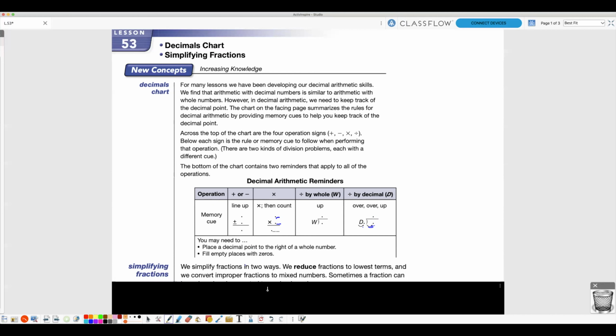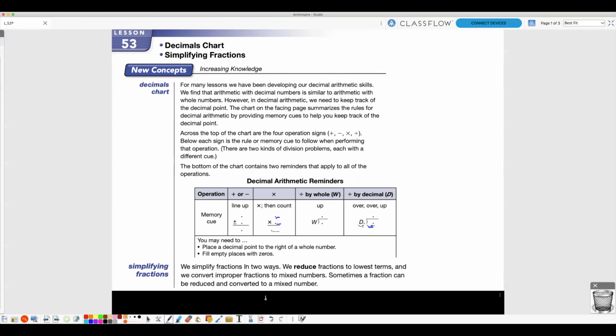So this is the other concept that we're covering here. We reduce fractions to lowest terms and we convert improper fractions to mixed numbers. Sometimes a fraction can be reduced and converted to a mixed number.